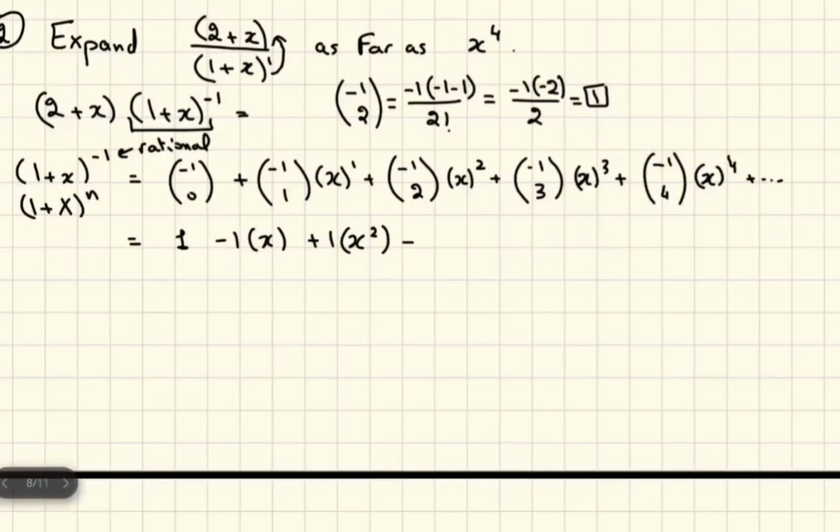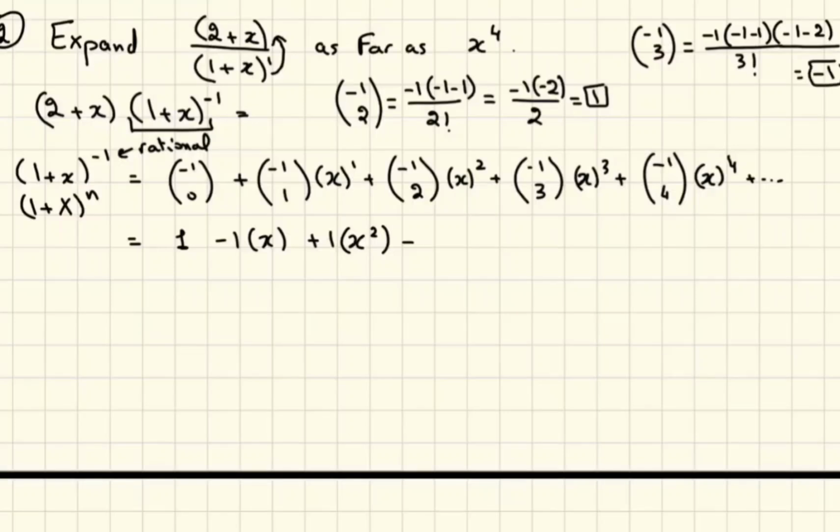Now again, for negative 1 C 3, I have to do it on the side. So 3 factorial down. On top I start with negative 1, then negative 1 minus 1. I need 3 factors. So we write negative 1, negative 2 for the third factor, and then we simplify this. When we simplify it, my answer will be negative 1. You can use a calculator for that.